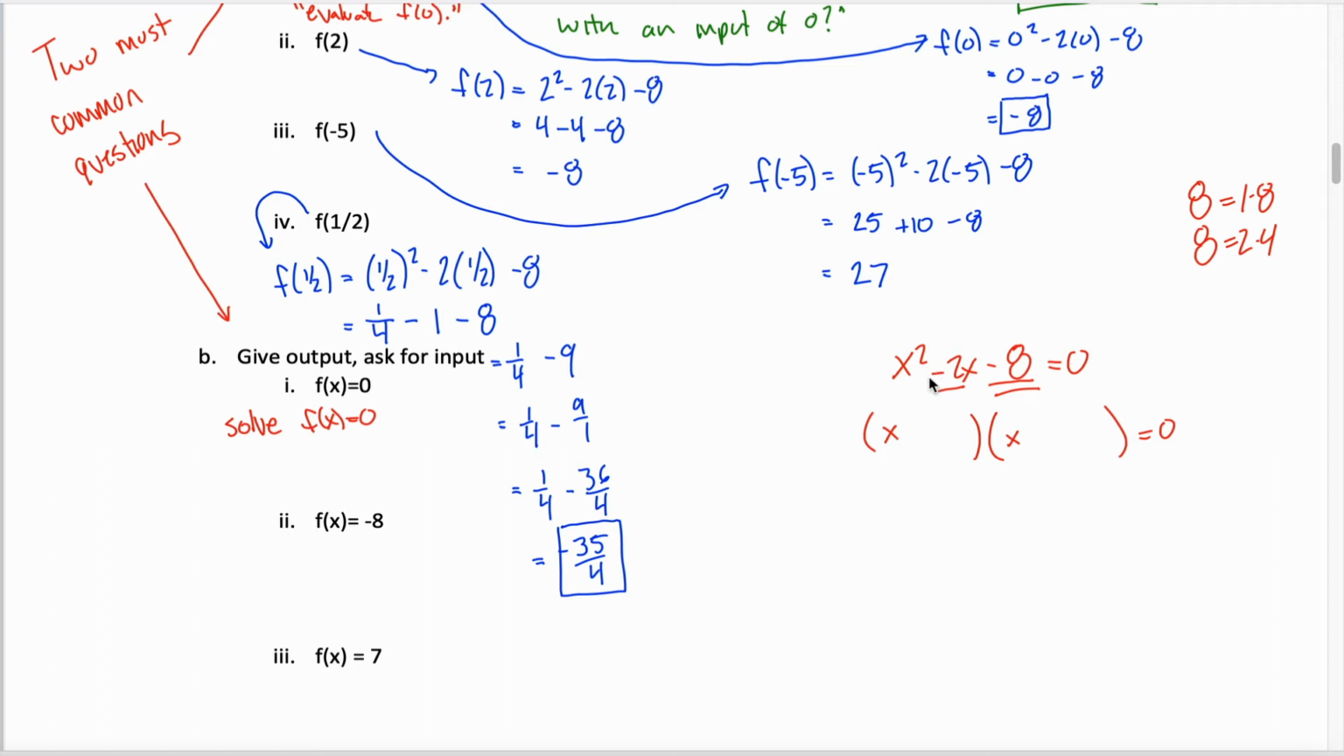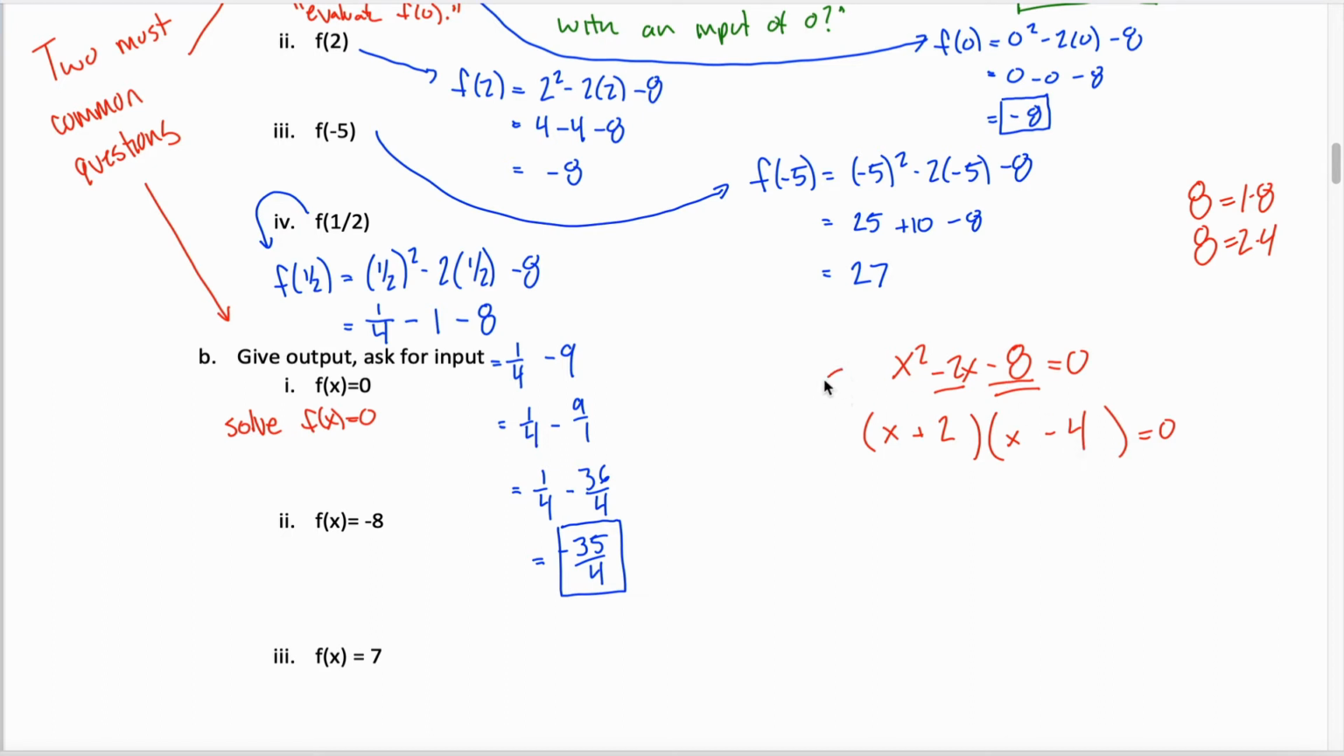However, I need the numbers to add to negative 2. There's no way I'm going to sum to negative 2 if these are my 2 choices. I'm going to have to pick these 2. And to make sure that sum is negative 2, the 4 would have to be negative and the 2 would have to be positive. So I'll put a positive 2 here and a negative 4 here. What I'm saying is x squared minus 2x minus 8 factors to x plus 2 times x minus 4.